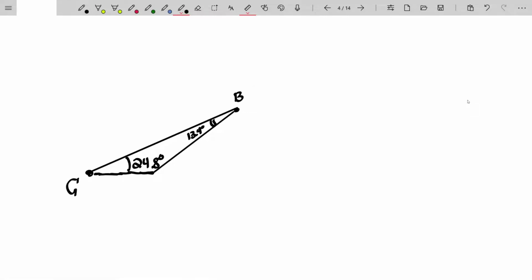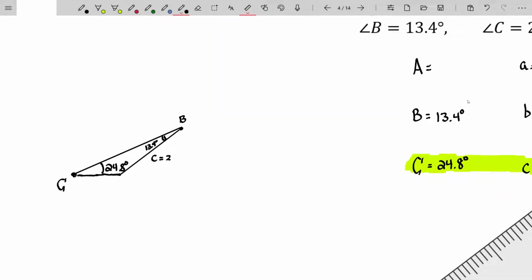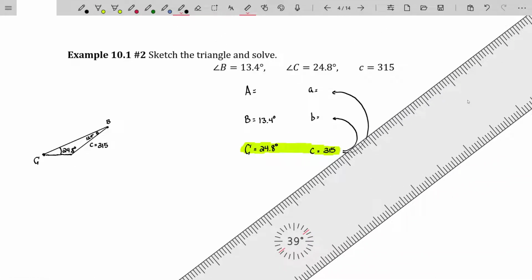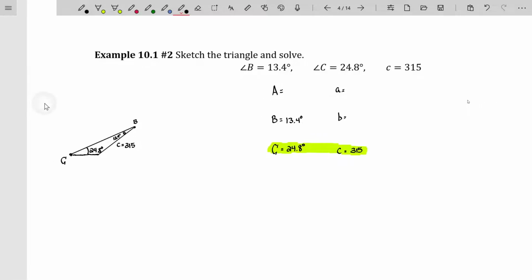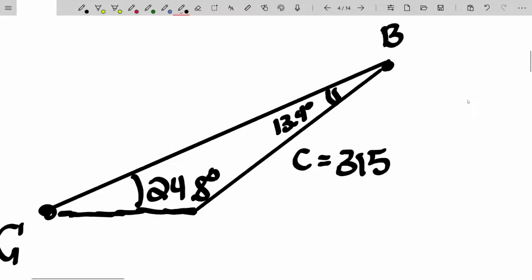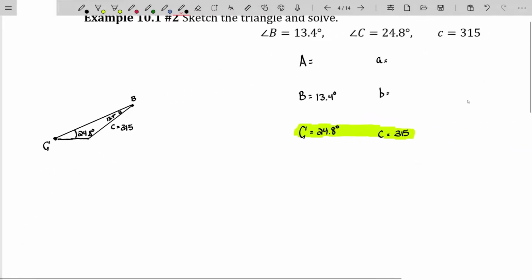And finally, they told me this side C is equal to whatever it was, 315. This picture does not help me. So that's why I don't draw it. It doesn't really super help me in these problems. I will zoom in so you can see the picture, but that's not really going to help you either. So let's go ahead and find the missing information.